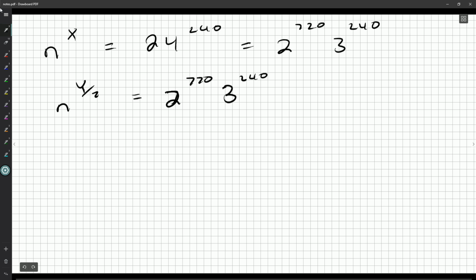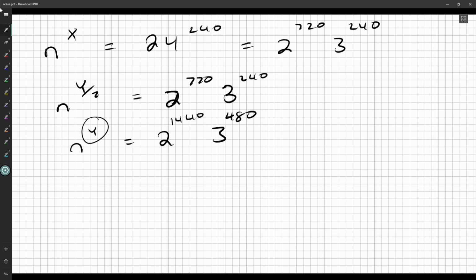So let's square both sides. N to the y is 2 to the 1440, 3 to the 480. Okay. Y is necessarily an integer. X wasn't. It was entirely possible, I think, that x could not be an integer. That's feasible. Okay.